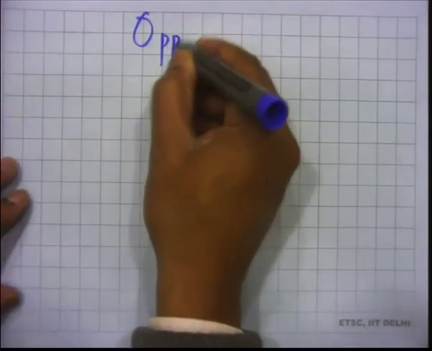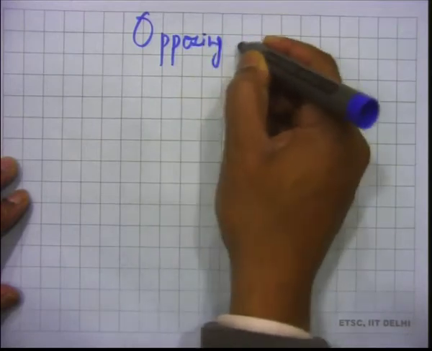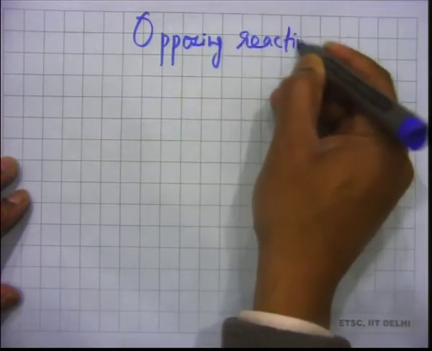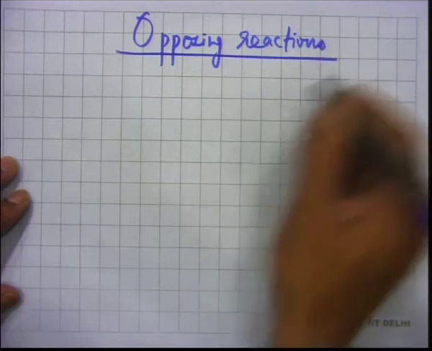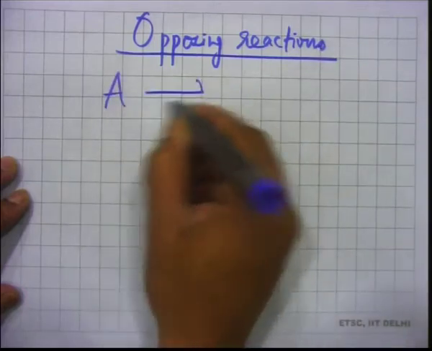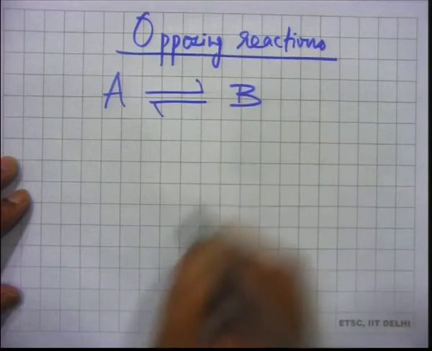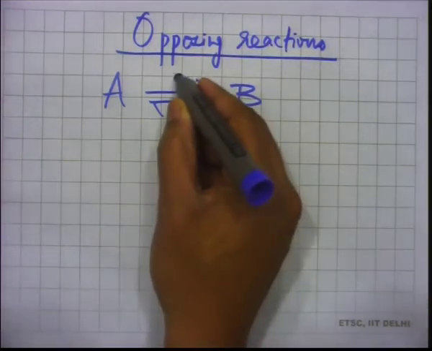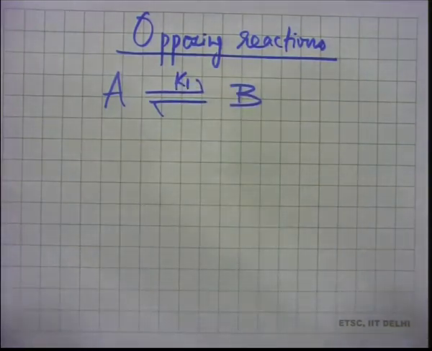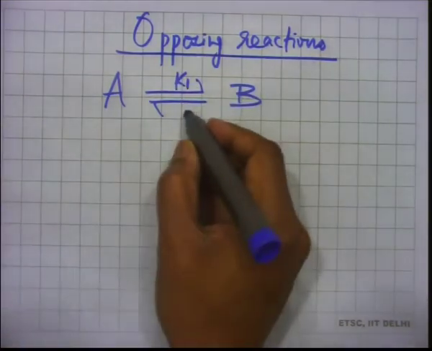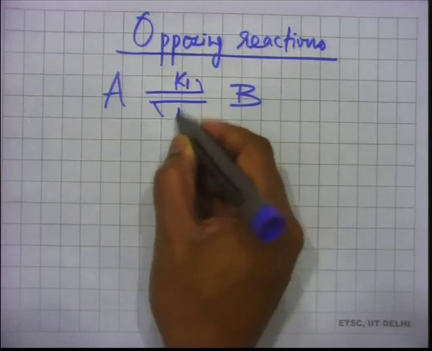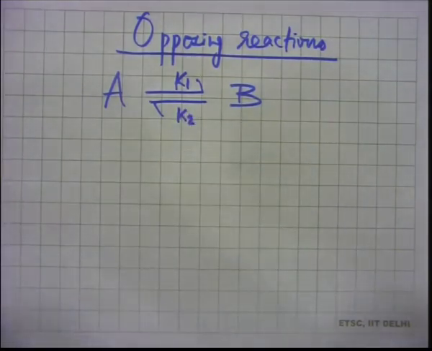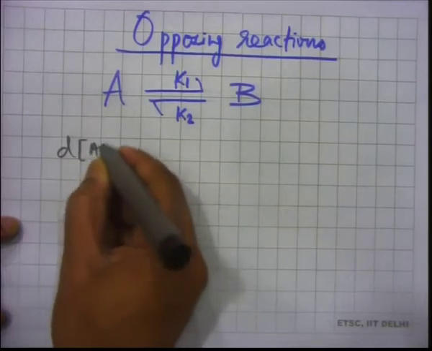So, for opposing reactions, we just wrote A giving you B, and we have this double headed arrow. So, that means this A goes to B with a reaction rate constant K1 and B goes to A with a reaction rate constant K2. Again, what are we interested in? We are interested in writing expressions like this.